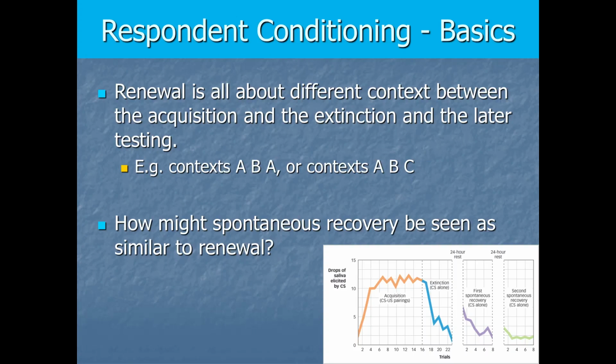Now, clearly renewal is all about different contexts between the acquisition and the extinction and that later testing, right? For example, the contexts are A and then B and then back to A. Or in the other version we saw, the context might be A and then B and then go to some new room like C, right? The green room. Given that, just thinking about these things we've learned now, how might spontaneous recovery be seen as really similar to renewal, or perhaps even a special case of renewal? I suggest you pause for a moment and speculate about that.